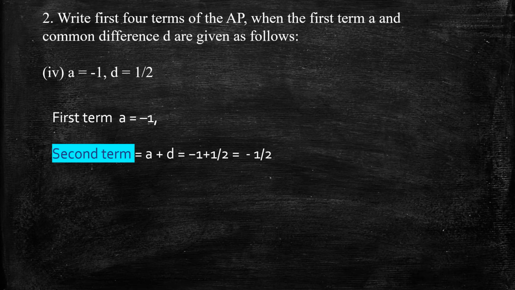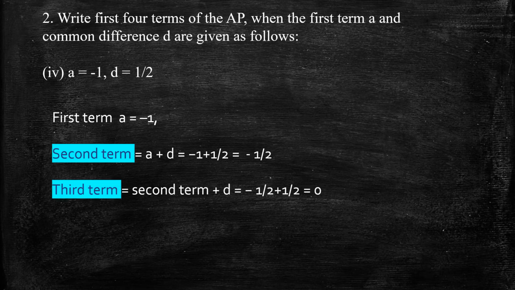Now the second term is minus half. Third term. Third term is second term plus the common difference. Second term is minus half plus the common difference is half. Minus half plus half becomes 0, right? Minus half plus half is 0. So the third term is 0.